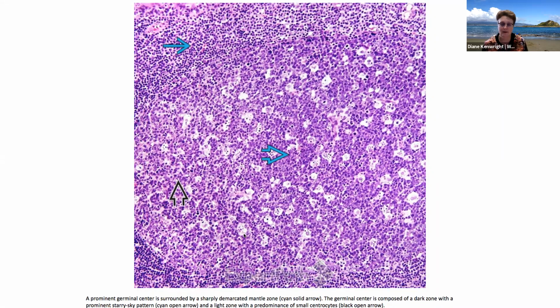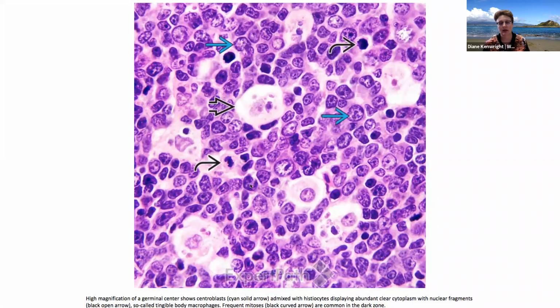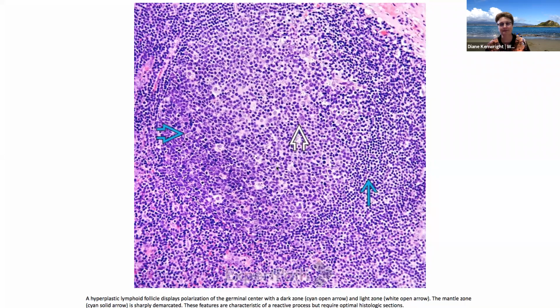So look for the starry sky pattern of these macrophages on the outside of the nodule. They've got a special name, you don't have to remember it, but I just love it: tingible body macrophages. These are tingible bodies. And this is them up close. Don't look really up close. You'll get really scared, because you will see mitoses and you will see these cells called centroblasts, which are the proliferating cells inside the lymphoid follicle. It's their job to proliferate and they look a bit cancery because they're big and they've got nucleoli. So just stay nice and far away like this.